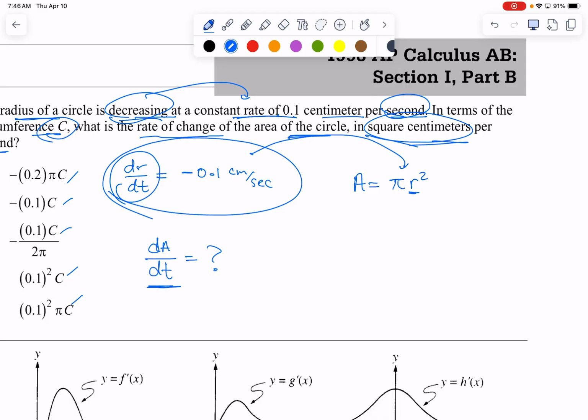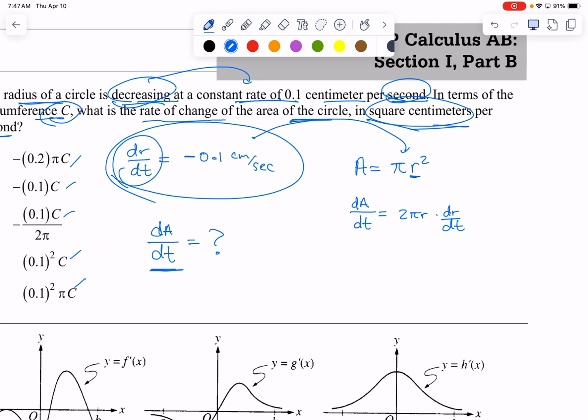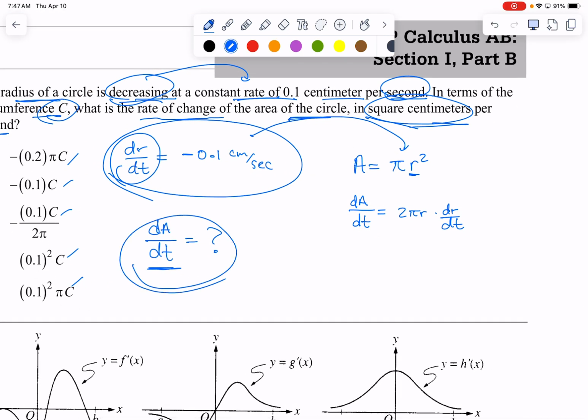So I'm going to wait. Because I think most of you would just take the derivative right now, and you would get dA/dt is equal to what? 2 pi r times dr/dt. And this is actually pretty easy, because remember, we want to know what dA/dt is. Well, they want it in terms of the circumference. Well, what's the formula for circumference? You do have to have this memorized.